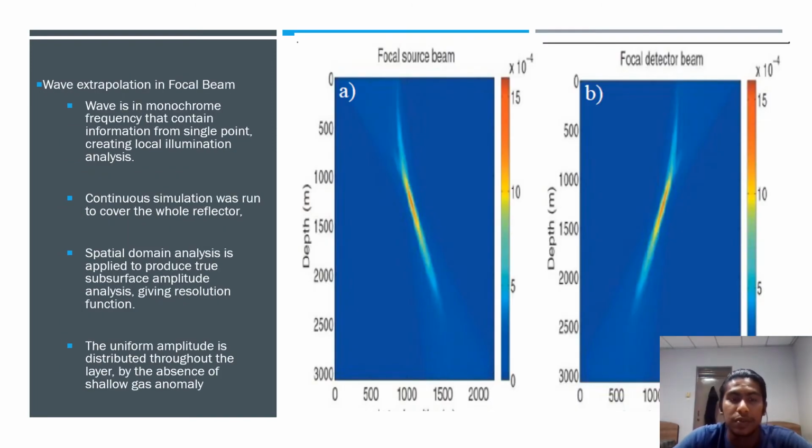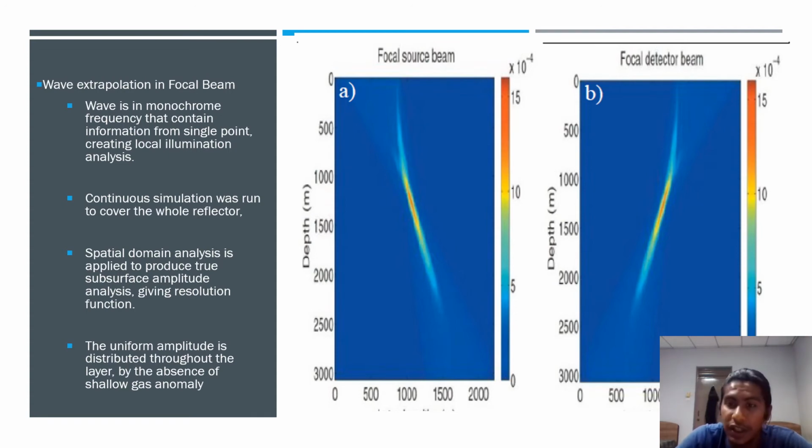So the wave extrapolation in focal beam. The wave is a monochrome frequency that contains the information from a single point, creating a local elimination analysis. So a continuous simulation was run to cover the whole reflector, and only spatial domain analysis is applied to produce a subsurface amplitude analysis, which gives the resolution function. And the uniform amplitude is distributed throughout the layer by the absence of a shallow gas anomaly.